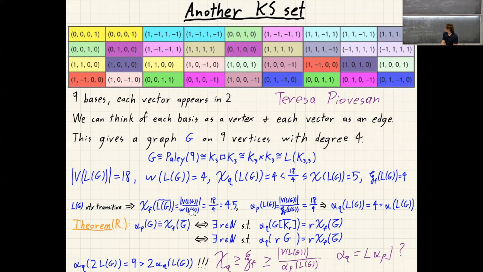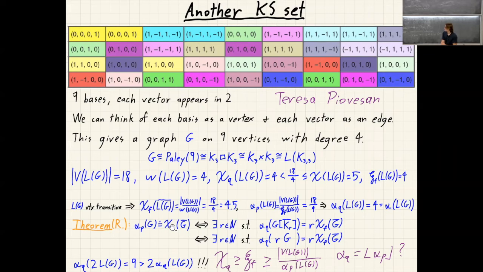Okay, so I get 18 over 4, which is 4.5, right? And these vectors give me a projective packing of value 18 over 4, because there's 18 of them and I divide by the dimension. So I get that this alpha p is equal to chi f of G bar, and I have attainment.